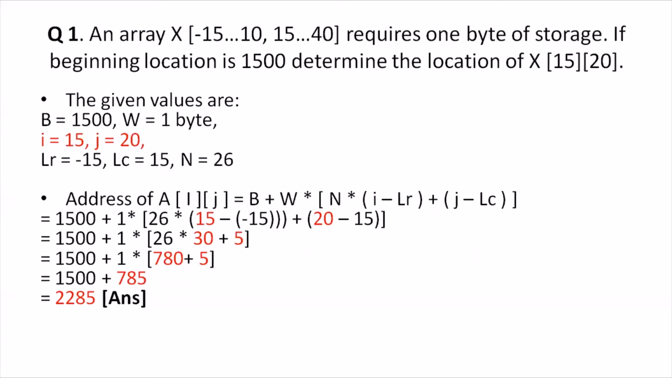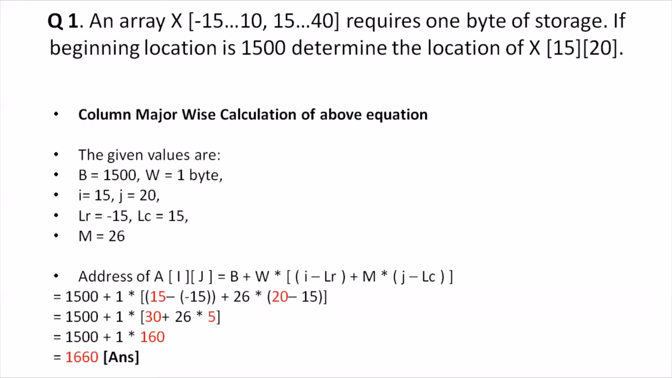Now, in case of column major ordering, we have the values of B as 1500, W as 1 byte, I and J as 15 and 20 respectively, LR and LC as -15 and 15 respectively, and the value of M as 26. On substituting these values in the expression for calculating the address of Aij using column major ordering, we get the address value as 1660. So this 1660 is basically the address of the location X[15][20] of the array X.